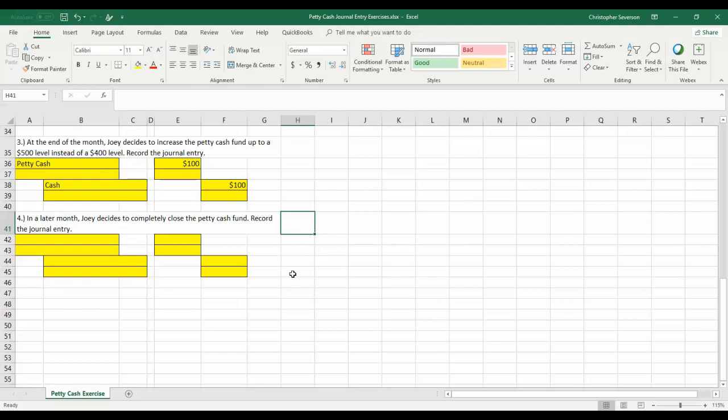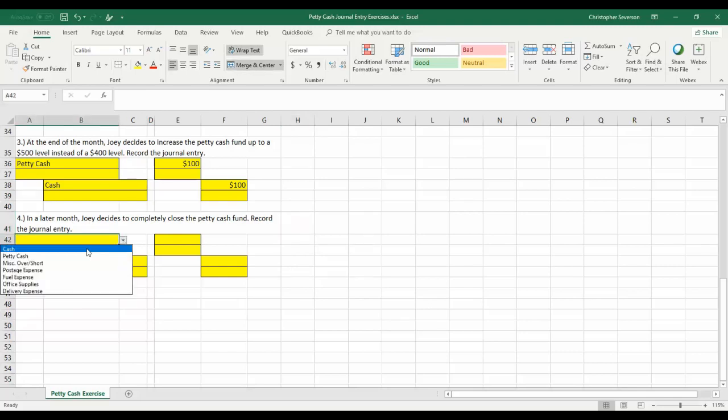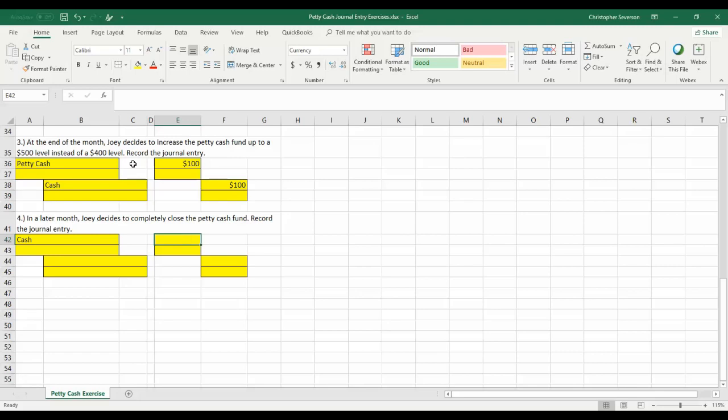Number 4 now, we are actually closing the petty cash fund out altogether. So in this case, we're putting money back into the cash account. Now remember, we were at a $500 level after the last entry. So we're closing it out. So we need to increase our cash by $500 because we're decreasing our petty cash by $500. In other words, we're taking the money out of the petty cash safe, whoever has that, and we're putting it into our main cash account.